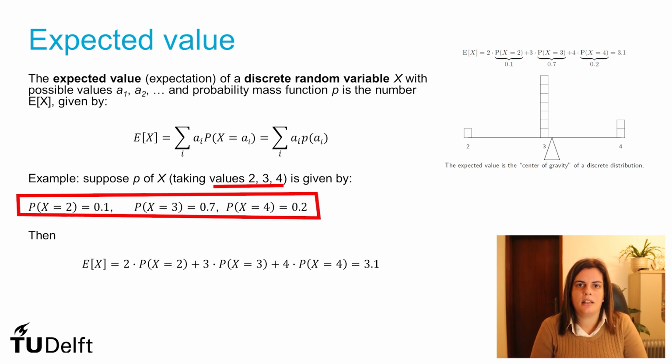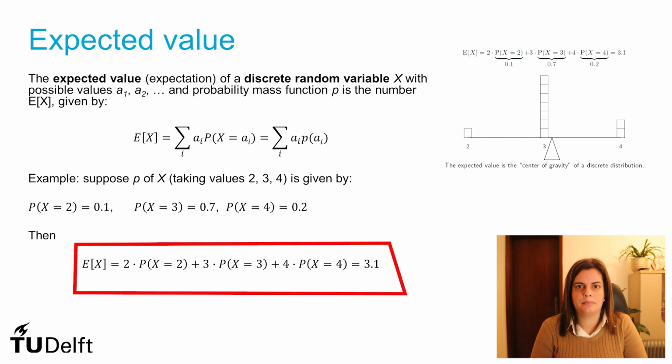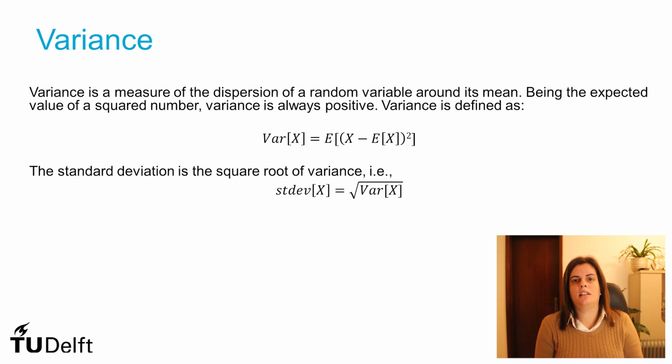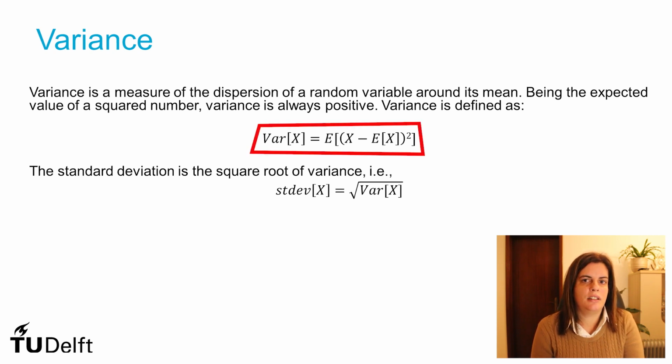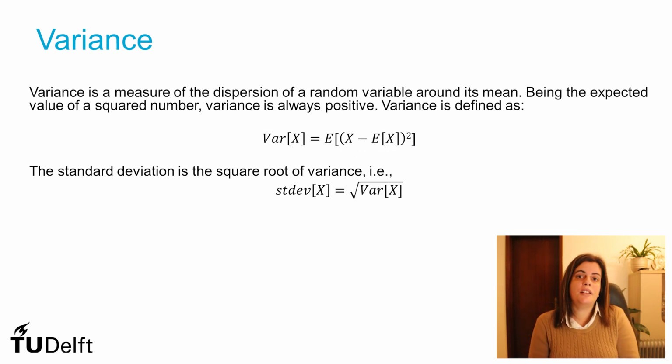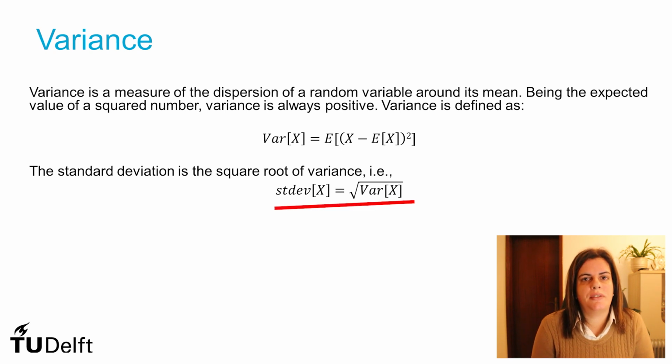So for instance, if you had these three probabilities for these three values, you would calculate the expected value in this way. The variance in turn is a measure of the dispersion around the mean, around the expected value. So you always compute it like this. First you estimate the expected value. Then you apply the formula to calculate the variance. And the standard deviation is just the square root of the variance.